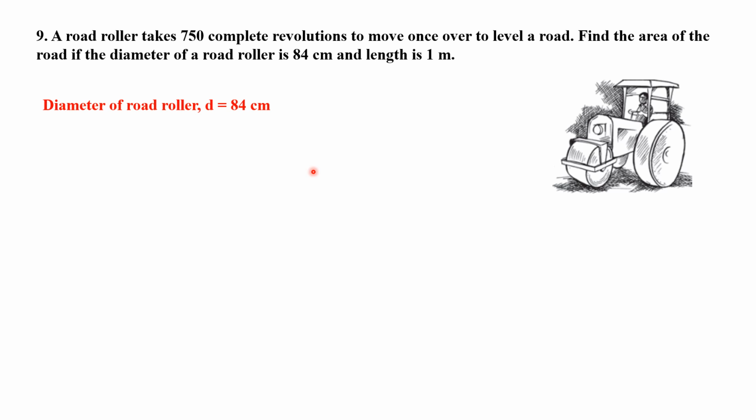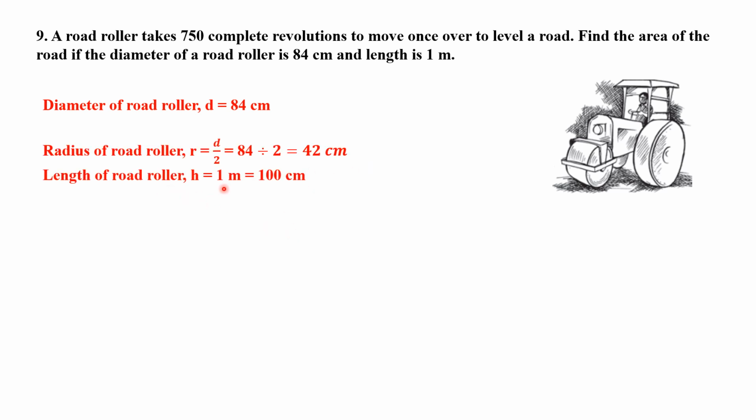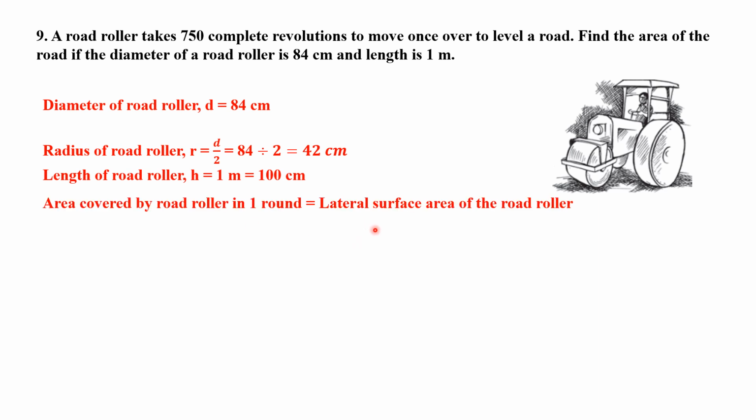So now what is given in the question? Diameter is given as 84, so radius will be half of that, which is 42 centimeter. Length of the road roller, meaning height, is given as 1 meter. As radius is in centimeter and height is in meter, I am going to convert height also into centimeter. So 1 meter is 100 centimeter. Now area covered by the road roller in one round will be equal to the lateral surface area of the road roller, right? And the lateral surface area formula is 2 pi r h. So I'm going to put all the values over here. It will be 2 into 22 by 7 into 42 into height 100.